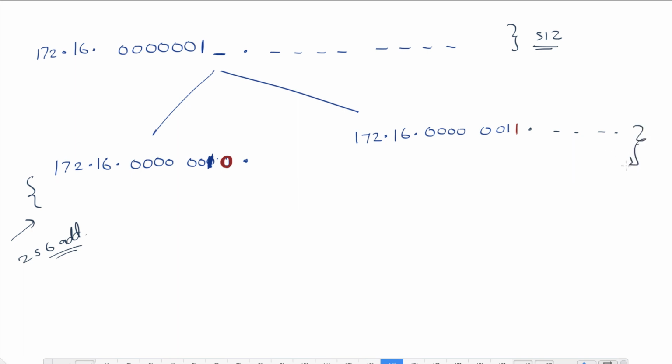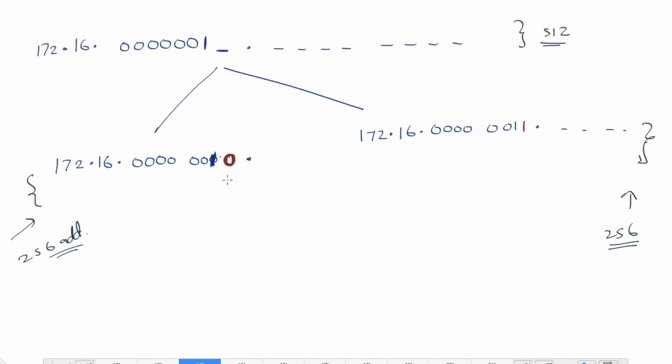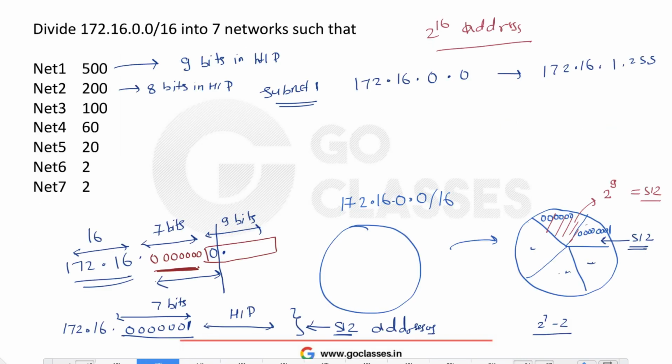Now each of these has 256 addresses, right? What I need for subnet 2 is just 200 addresses. Since I cannot give only 200 addresses, I will give 256 addresses. So this block is completely consumed for network 2. For network 1, this block was consumed. For network 2, I think half of this block is consumed. So let me just summarize it.